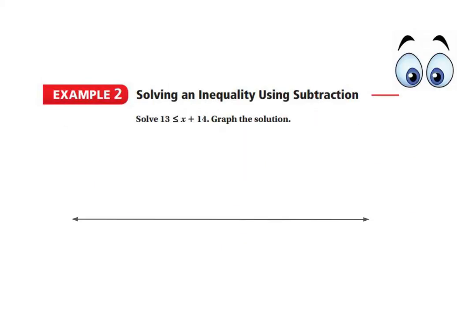In example 2, we will solve an inequality using subtraction. So nothing changes otherwise. It's just we are now subtracting 14 from both sides. Opposites cancel. X is greater than or equal to -1. Circle is filled in. X is greater than or equal to, so the arrow goes to the right.